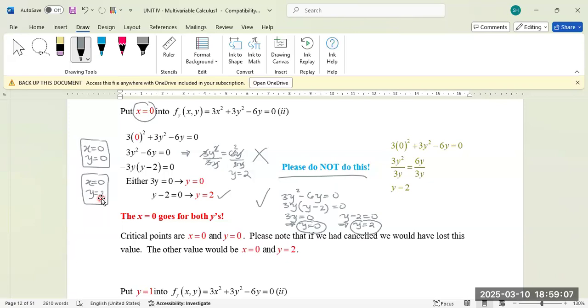Go ahead. You understood how I got x equals 0 from up top, right? Yes, sir. So that was from equation 1. Now, what I'm trying to do is to find out the corresponding value. Because remember, x equals 0 is just a critical value. In order to find a critical point, I must now substitute it into the other function.